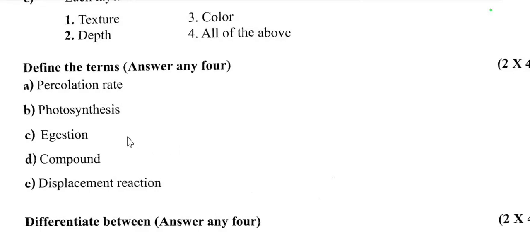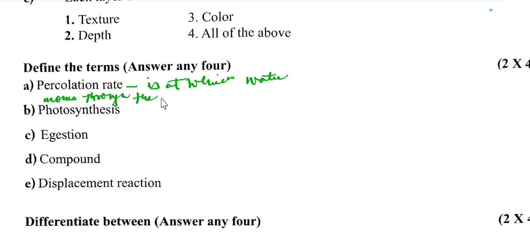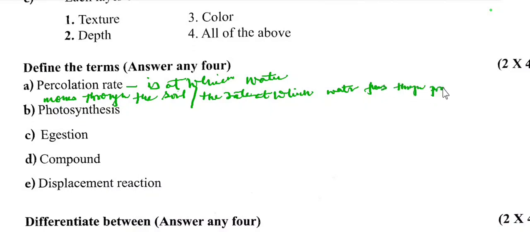Percolation. What is percolation? Percolation rate is the rate at which water moves through the soil, or the rate at which water flows through porous soil. Porous means having gaps, porous soil.